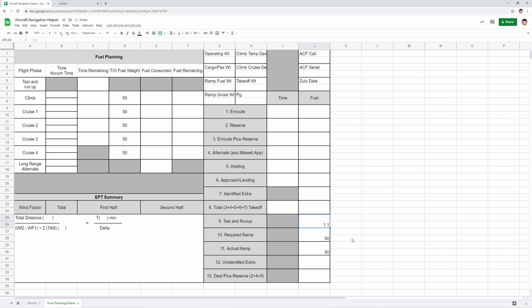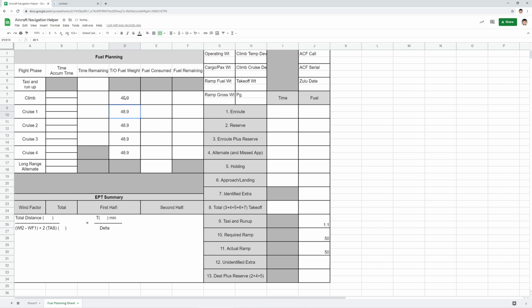Required ramp, I'm just going to say 50. So it makes it pretty darn easy. So now we know that my initial fuel is going to be starting right there at 48.9. And the reason I'm getting that value is that we're subtracting our taxi and run-up from the required ramp. So in this case, our takeoff fuel weight is actually going to be that 48.9. Now that's a tricky little thing, so you have to watch out for that.